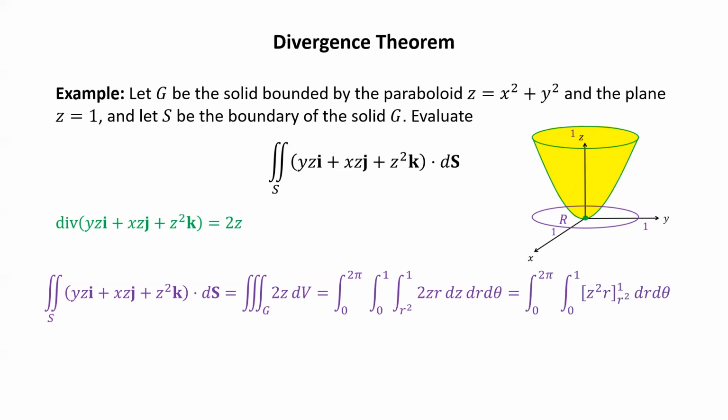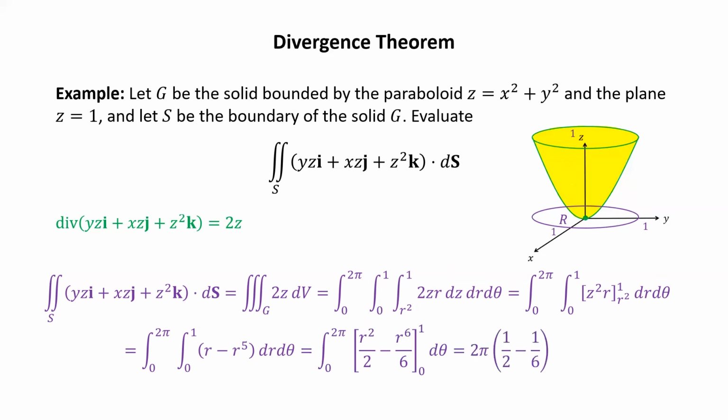Let's do the z integral. That becomes 2z squared r over 2, or z squared r, from r squared to 1. So when we plug in a 1 for z, we get 1 squared r, or just r. And when we plug in an r squared for z, we get r to the 4th times r, or r to the 5th. Integrating with respect to r, we get r squared over 2 minus r to the 6th over 6. We're going from 0 to 1. So we get 1/2 minus 1/6. And the theta integral just gives us 2 pi. So that comes out to 2 pi over 3.